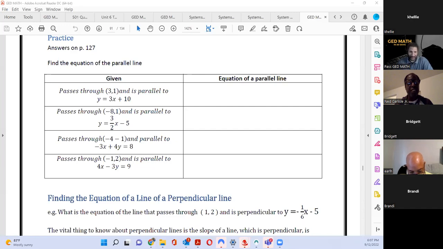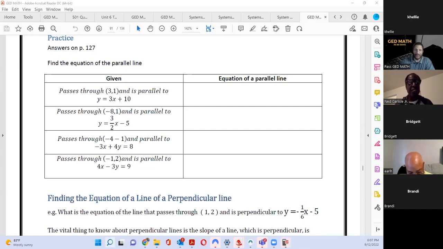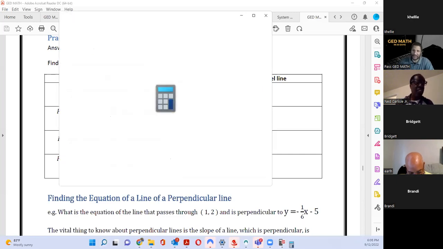First of all, my calculator is not opening, so hold on. Let me see. Calculator. I'm going to have to open up another one. I don't know what's going on with my computer. Oh, come on. Well, I got one booting up right now.